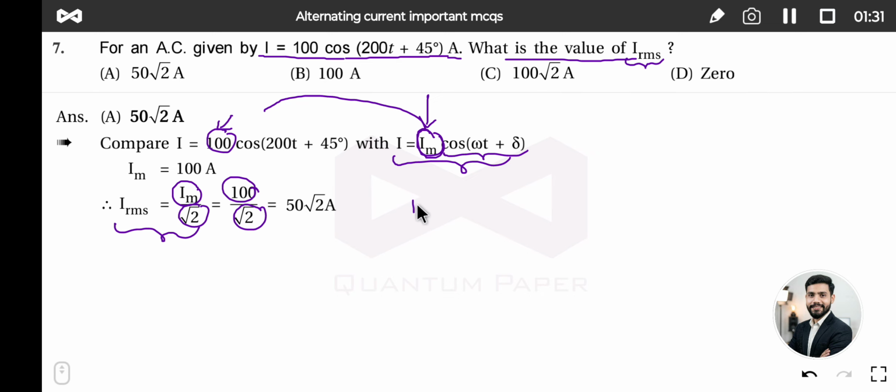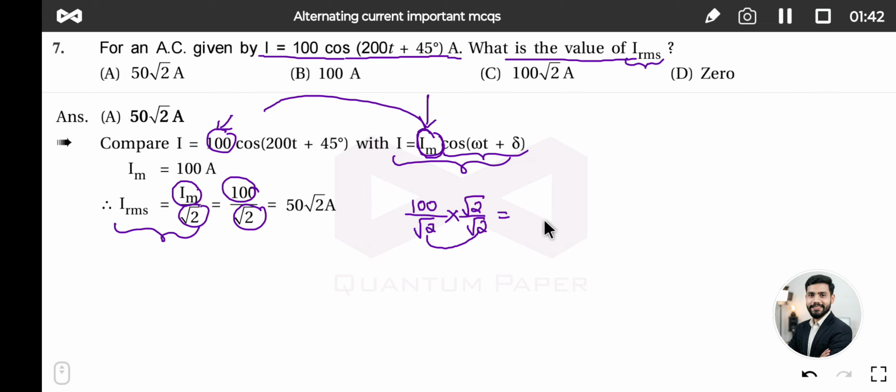So how to solve 100 by root 2? We don't have to substitute the value of root 2. We just multiply and divide by root 2. Rationalization. In the denominator, root 2 multiplied by root 2 is 2. So 100 root 2 upon 2. Two fifties are 100, so the answer is 50 root 2 ampere.